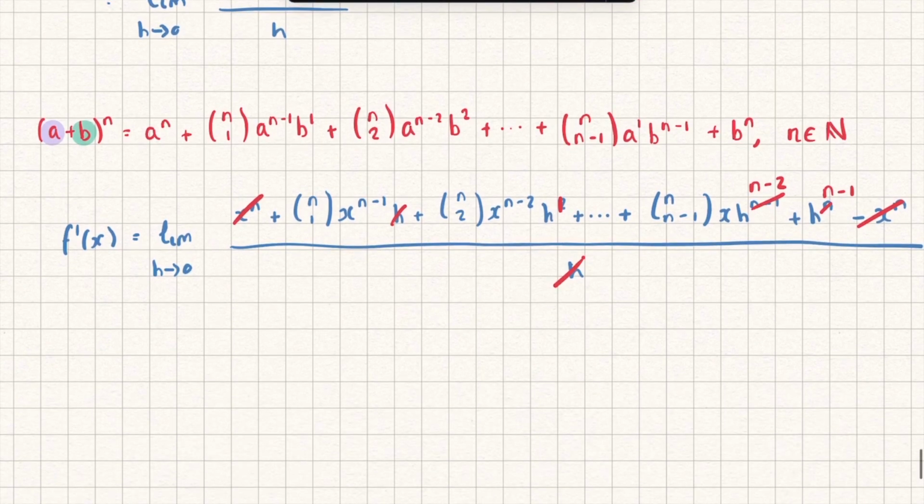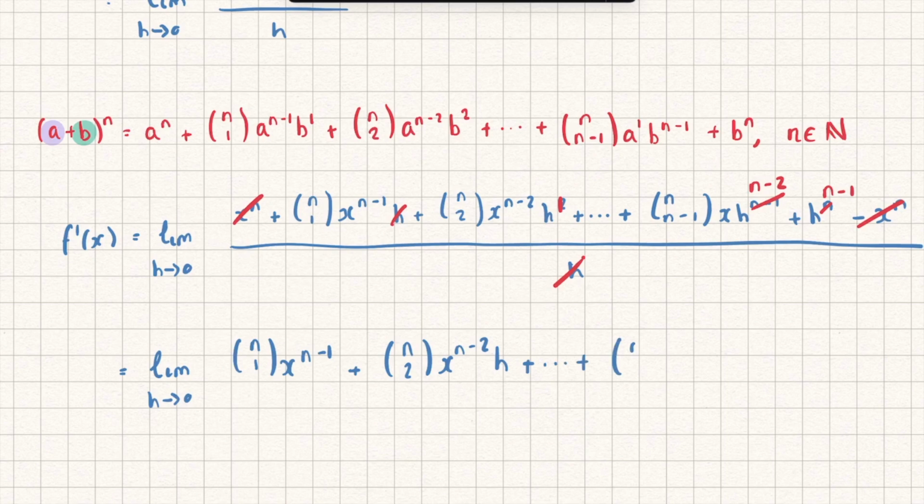Let's then write this down again, just neatened up, so we've got the limit as h tends to 0 of n choose 1 times x to the n minus 1 plus n choose 2 times x to the n minus 2 times h plus all the other terms up to n choose n minus 1 multiplied by x to the power of h to the power of n minus 2 plus h to the power of n minus 1.